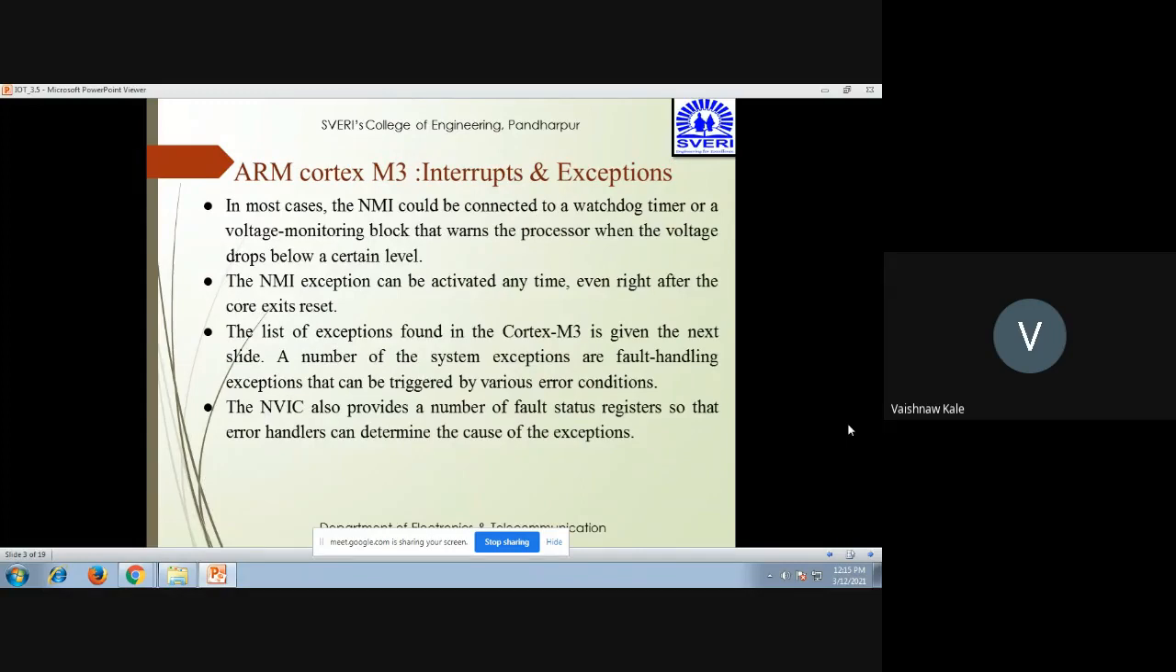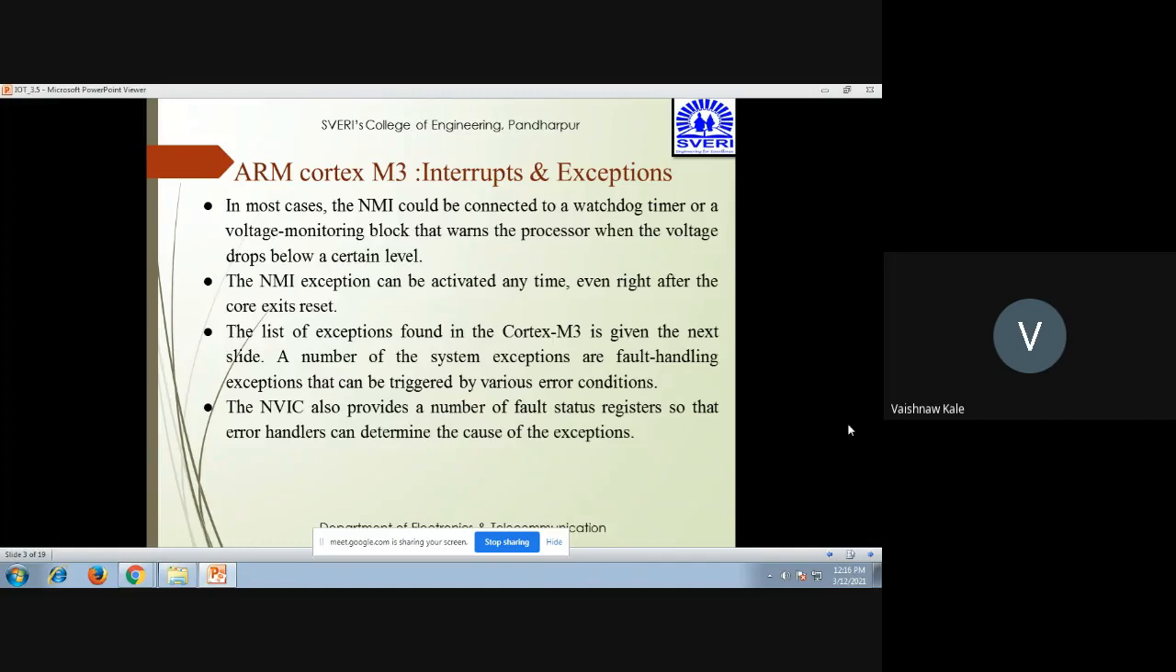In most cases, the NMI could also be connected to a watchdog timer. A watchdog timer is used to keep watch on every process, or to a voltage monitoring block that warns when the voltage level goes down to a certain level. The NMI exception can be activated at any time, even right after the core exits reset. So you can activate NMI even after the reset. That is the non-maskable interrupt.